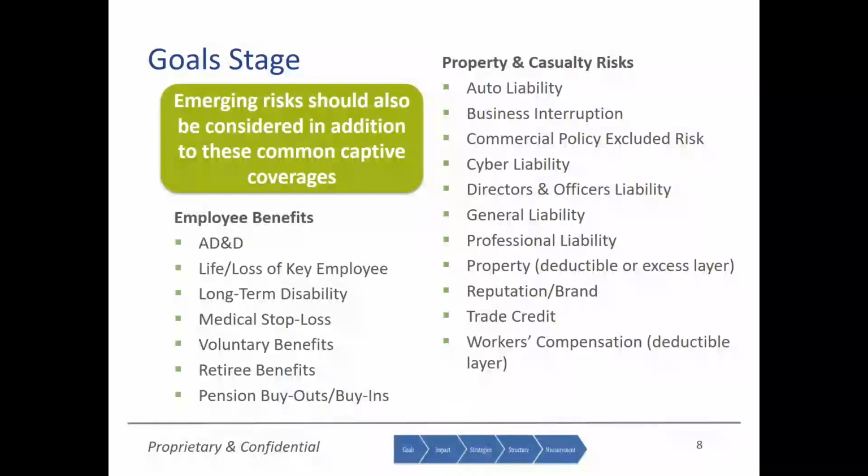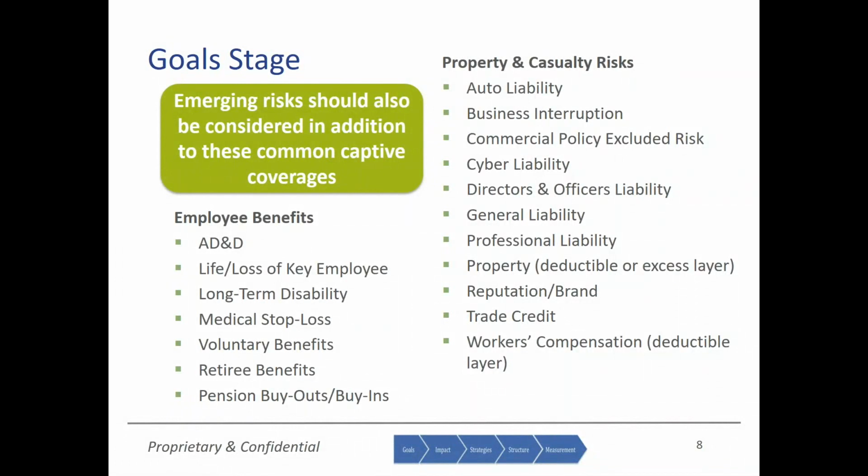Some of the most traditional PNC risks that you'll see in captives, as we've mentioned, are your general liability types of insurance, and workers' compensation on a deductible buy-down basis, where you're just insuring the deductible working layer in your captive. And those layers may go up to $250,000 as a large deductible, for example. Auto liability and professional liabilities are other common coverages to include in your captive.